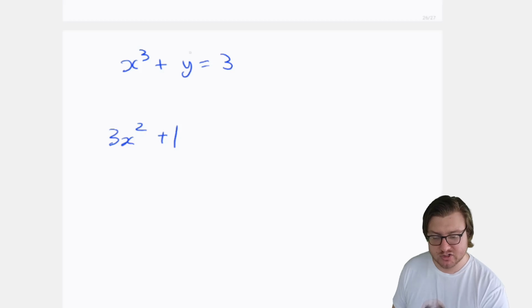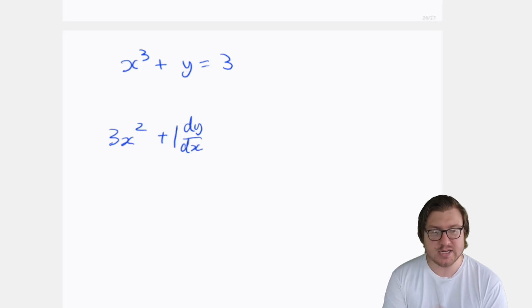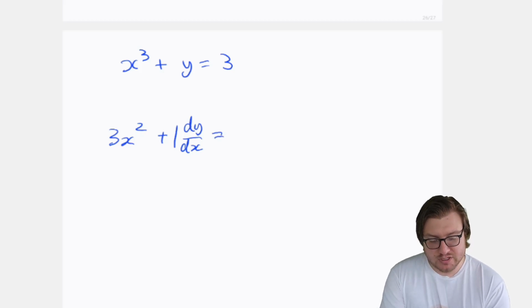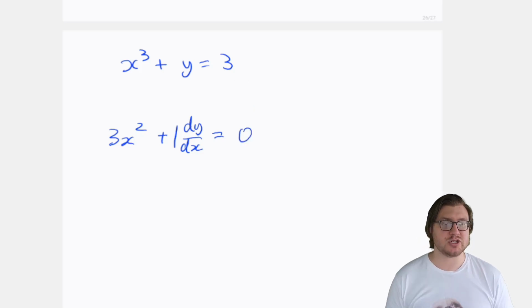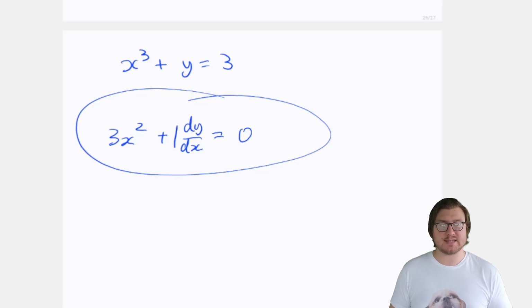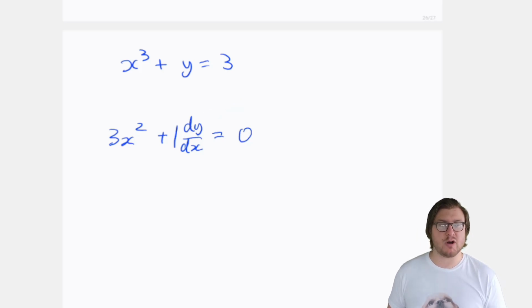Every time you take a derivative of y, you just have to write down multiply by dy by dx. Now, if we differentiate the right-hand side, that is very easy. Differentiating a constant will just give us 0. So what we get is an equation where we have dy by dx in it. This is now the derivative that we're looking for, but if we want to, we should rearrange to get this as a formula in terms of x and y.